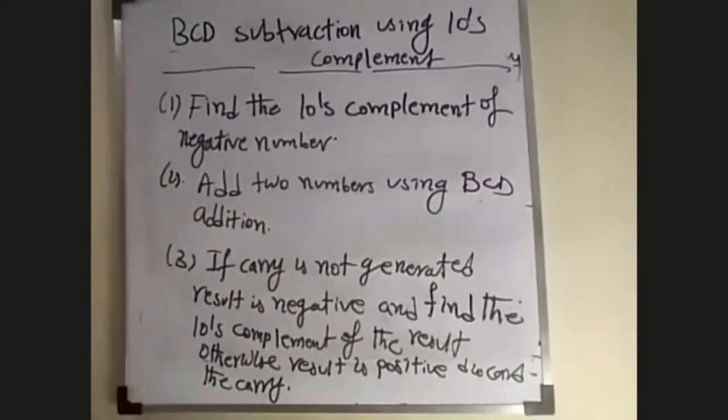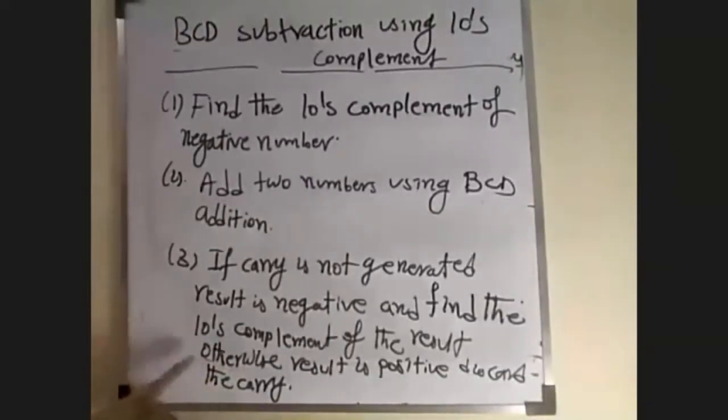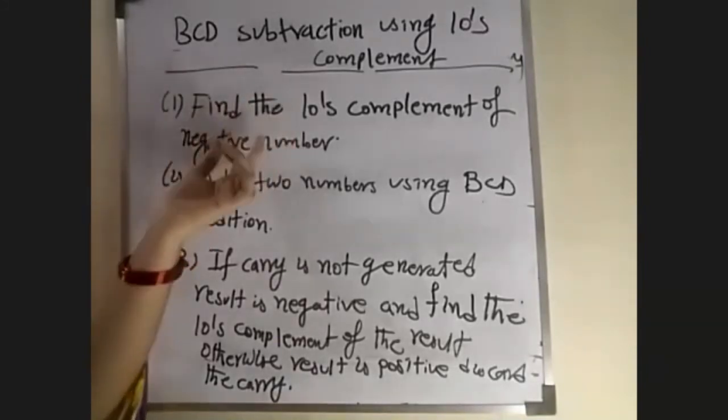So find the tens complement of the negative number, and then the second step is add two numbers using BCD addition. If carry is not generated, the result is negative, and find the tens complement of the result. Otherwise, the result is positive, discard the carry. Is it clear? Okay, these are the 4 steps. First one, you already know that complement method, so you can do subtraction using the tens complement method. Find the tens complement of the negative number.